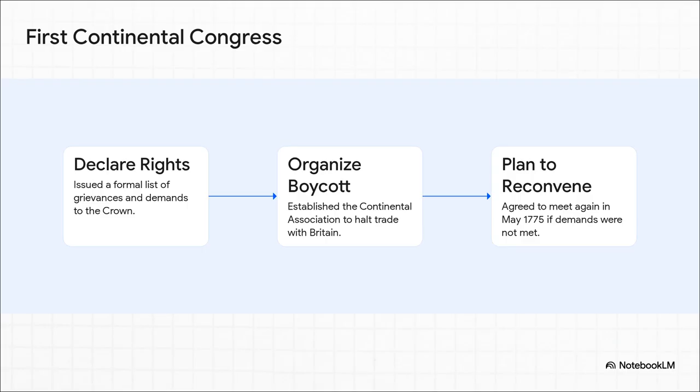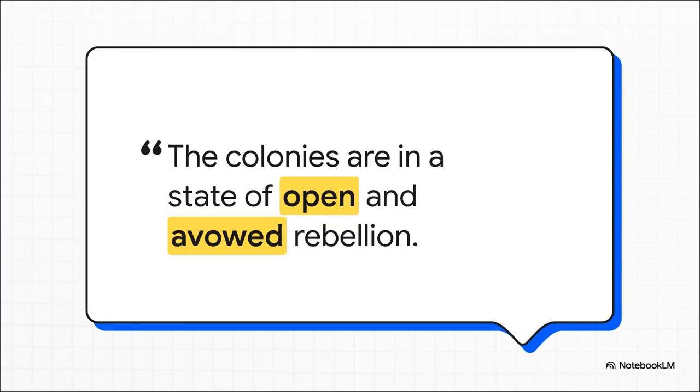They actually affirmed their loyalty to the king, but they demanded that their rights as British subjects be restored. They organized a massive boycott of British goods, and they agreed to meet again if London didn't listen. Well, London didn't listen. King George III rejected their petitions completely. He saw their unified protest not as a plea for rights, but as an act of insurrection. The colonists reached out with an olive branch, and the king basically reached back with a sword.